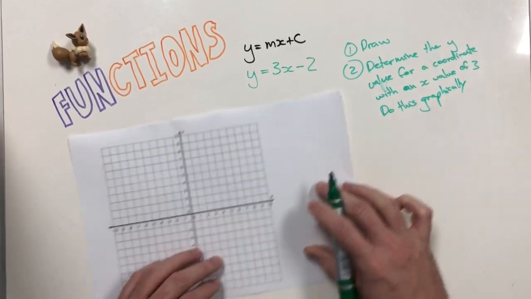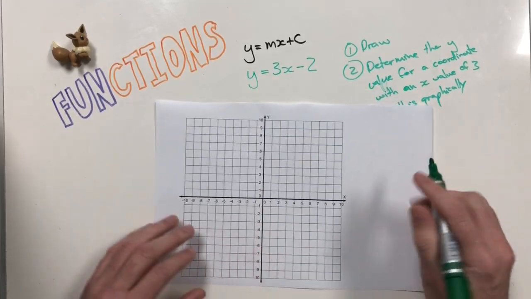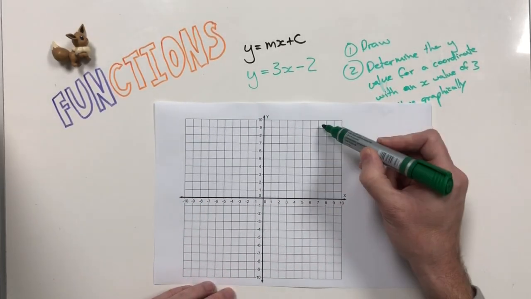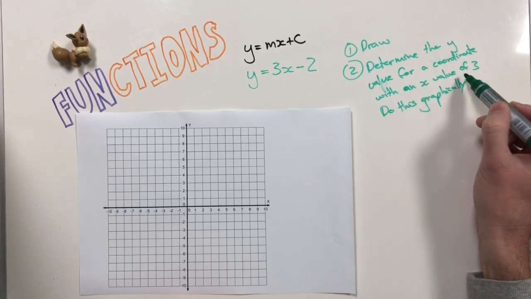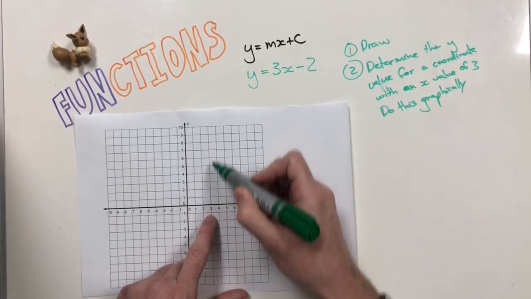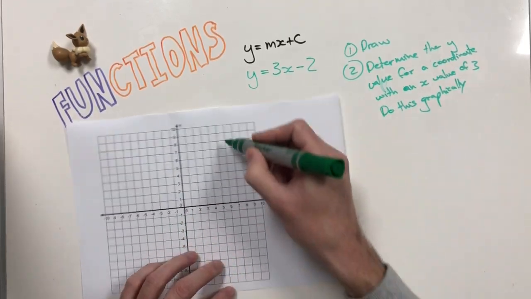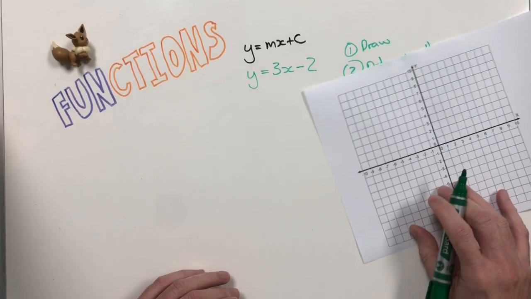So what this means is we can do it not graphically, and we'll look at that as well. But what they want us to do is draw this graph, and then from the graph we're going to have to determine the y value where the x value is 3. So somewhere we're going to look for the x value of 3 and then check where the y value would be, and then indicate on our graph what that looks like. So let's quickly just draw this first.